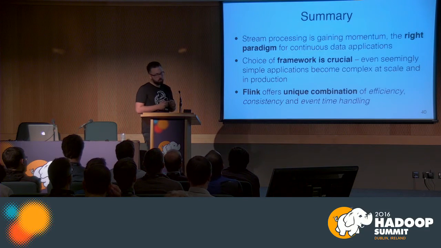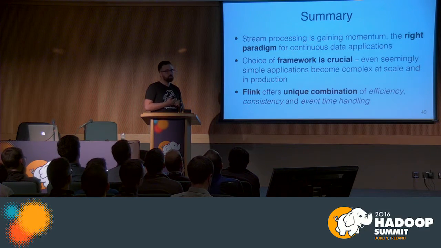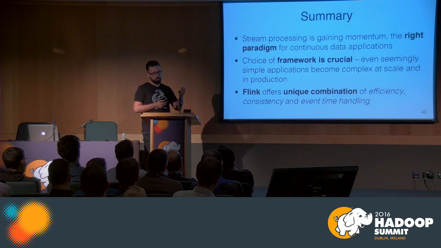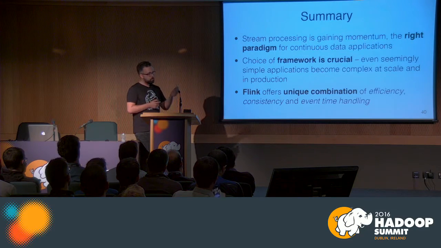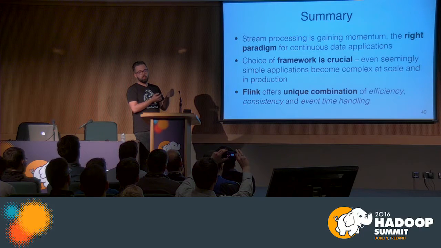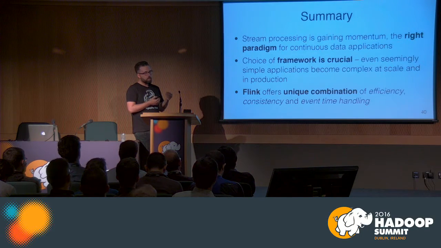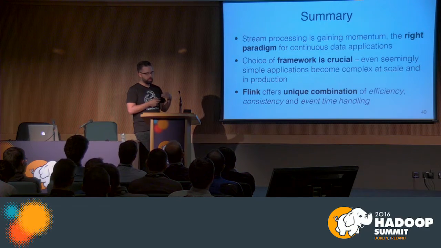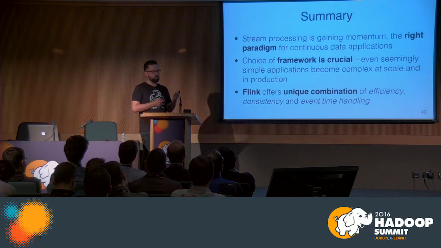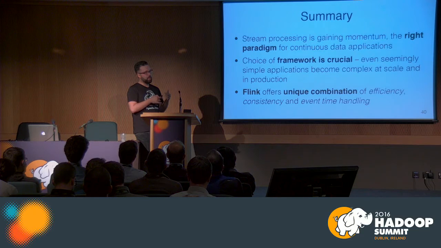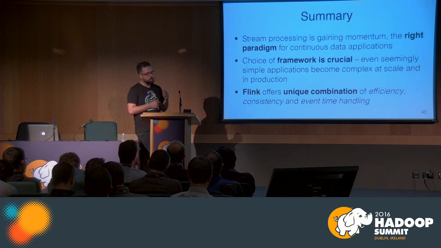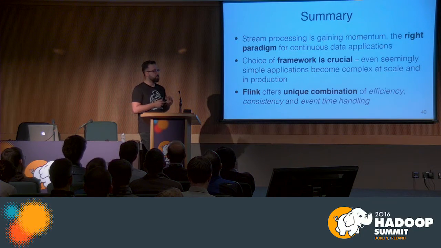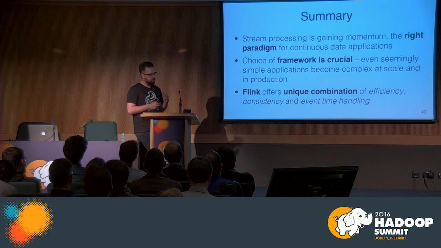Maybe to summarize this, at this point you have a lot of use cases which you are handling with your batch systems. It works, but streaming is gaining momentum, and the space is maturing in general. And you should start thinking about whether your use cases are actually better served by stream processors. And if you do this, the choice of framework is very crucial, because simple applications like counting become very complex in production. And in my opinion, Flink is a very good fit for this, because it offers a very unique combination of the features we just saw.